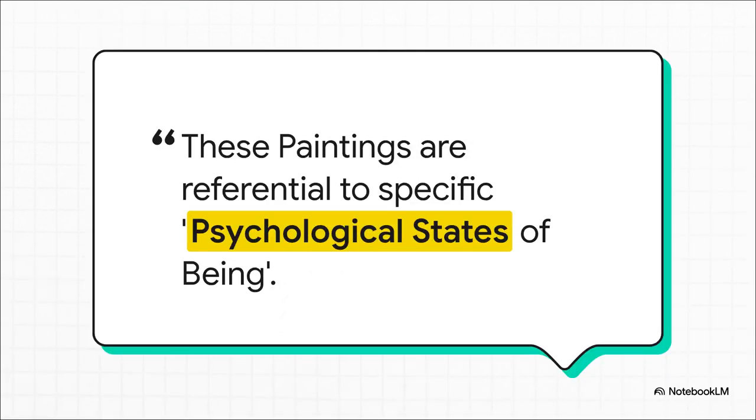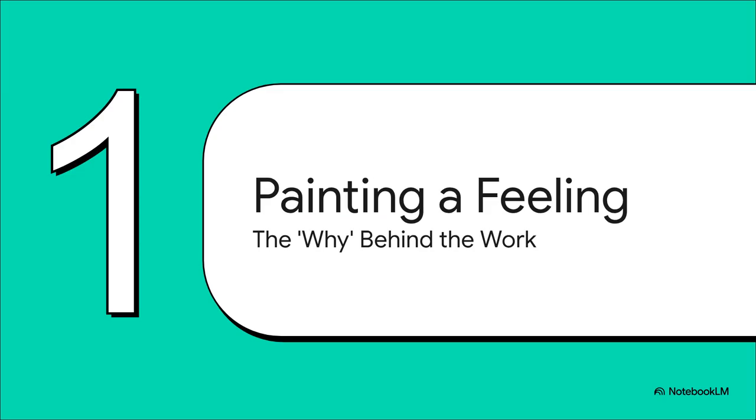Let's kick things off with the artist's own words, because this single idea is the key to everything that follows. Saltz says these paintings are referential to specific psychological states of being. So, what does that even mean? How do you paint a psychological state? All right, first up, painting a feeling. We're going to get into the why behind all of this.